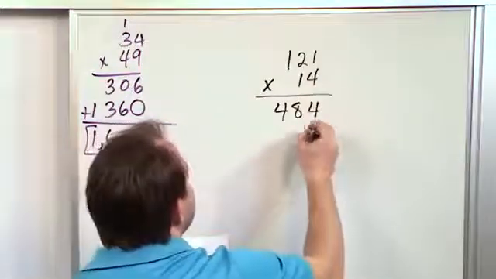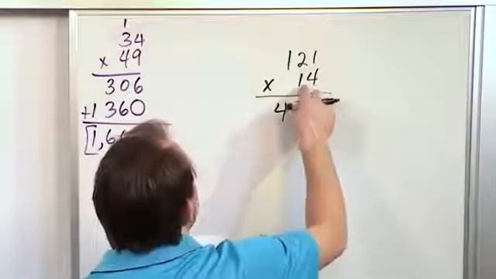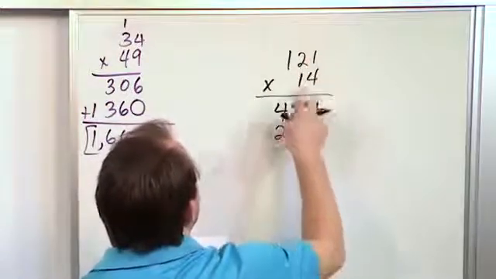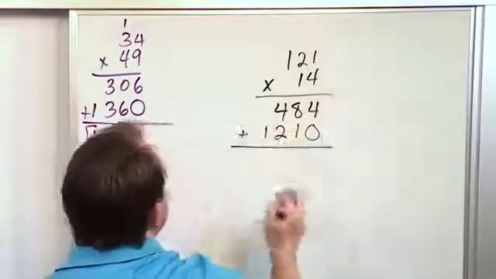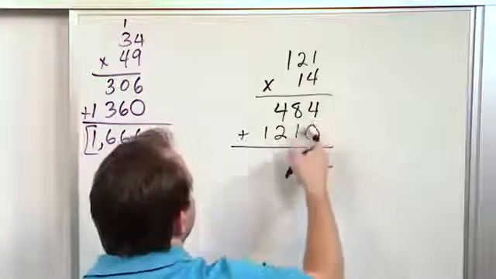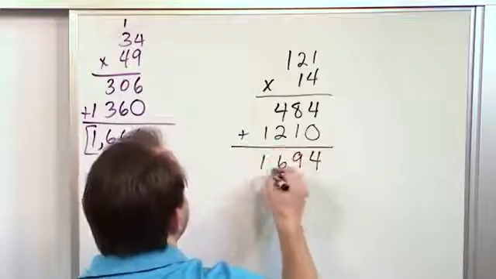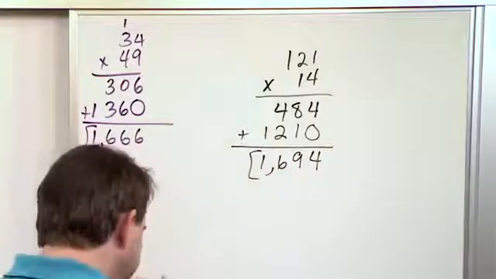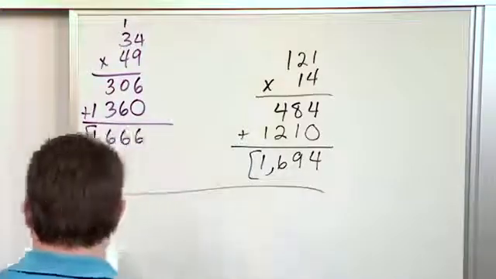You go to the next line, you add a placeholder 0, and you start here. 1 times 1 gives you 1. 1 times 2 gives you 2. 1 times 1 gives you 1. You're done with all of your digits, and you just simply add them together. 4 plus 0 is 4. 8 plus 1 is 9, 4 plus 2 is 6, and then the 1 just comes down for the ride. 1,694.